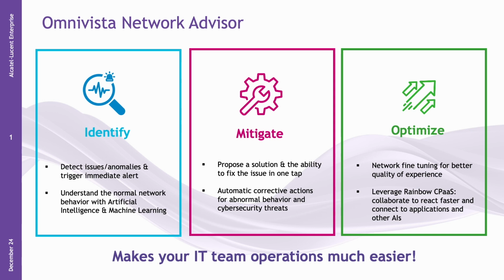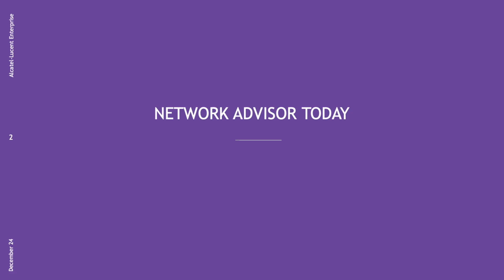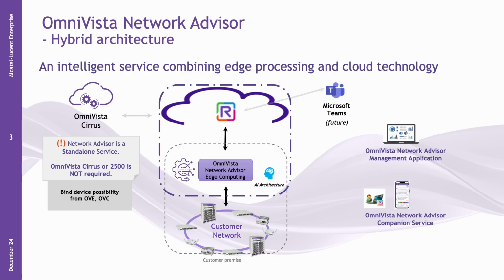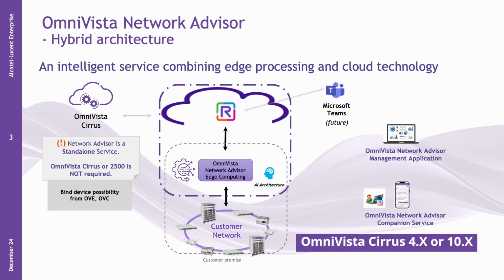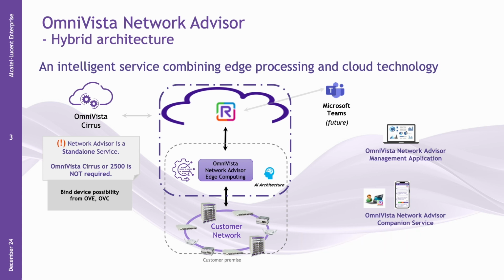As it evolves, we will continue adding AI capabilities to OmniVista Network Advisor. Now, let's explore what Network Advisor can do today. It works with Rainbow, our collaboration platform, and will soon also integrate with Microsoft Teams. It also has the capability to import devices from your management platform OmniVista Cirrus 4.x or 10.x to make your life easier. In terms of architecture, it can be explained very simply.